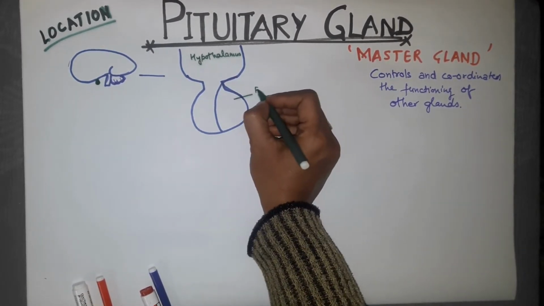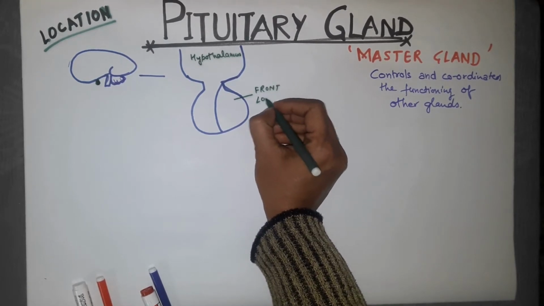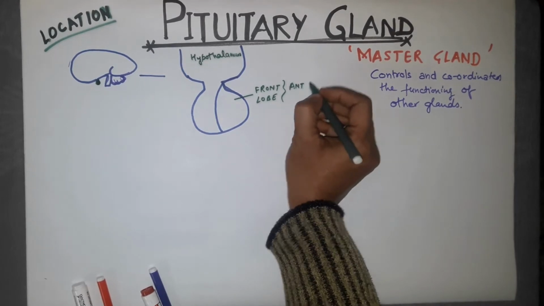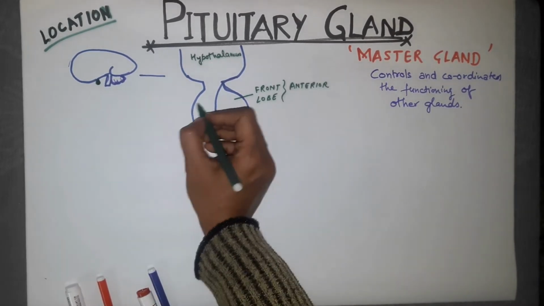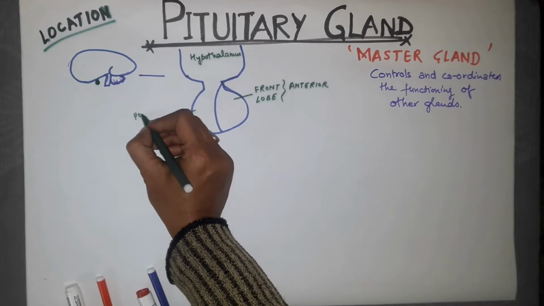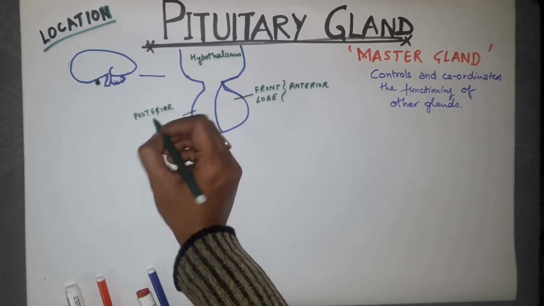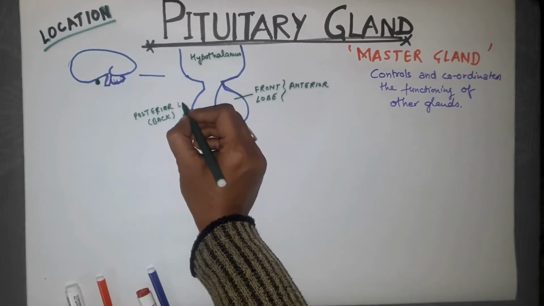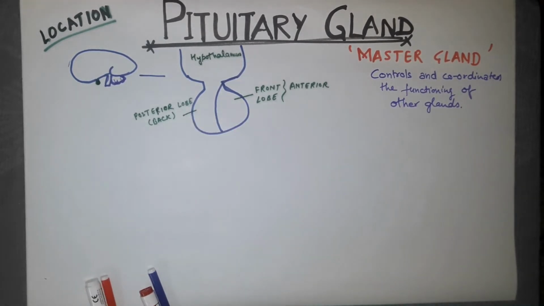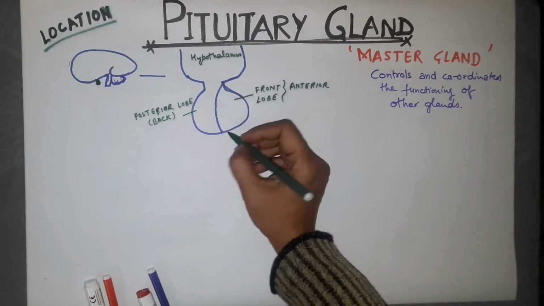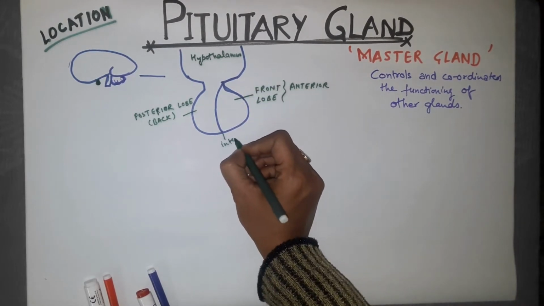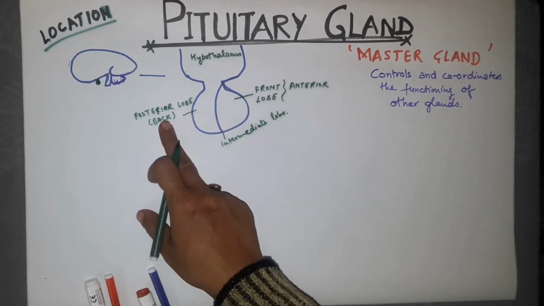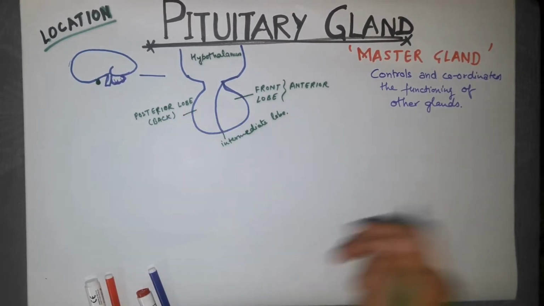Now this portion is called the front lobe, also known as the anterior lobe, anterior meaning front, and this one is the posterior, that means the back side, the posterior lobe. And the middle portion will have the intermediate lobe. But basically the work function of these two lobes will be seen here.